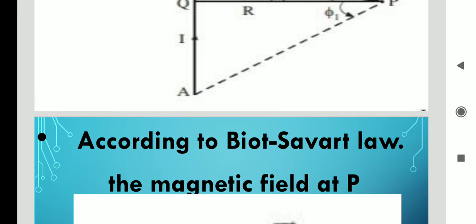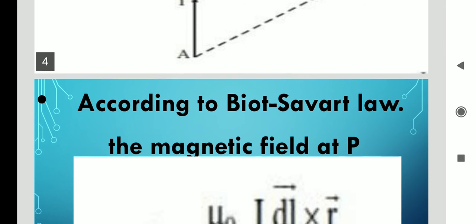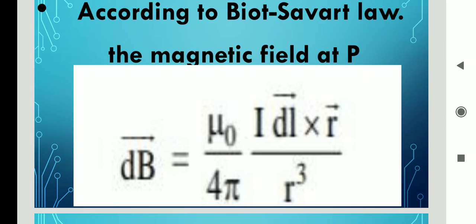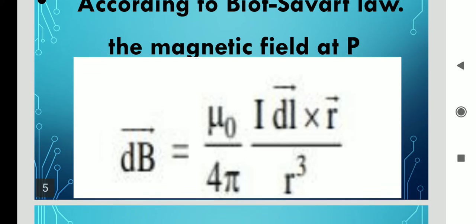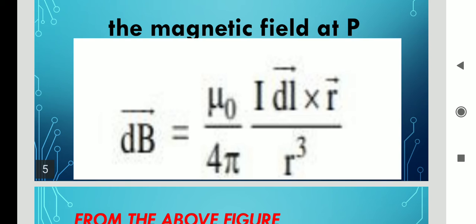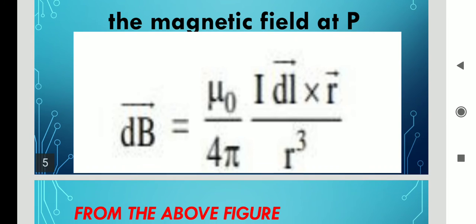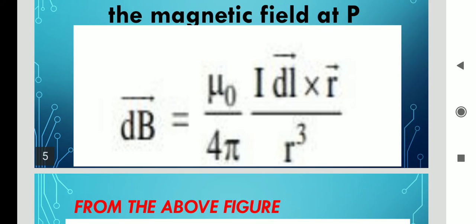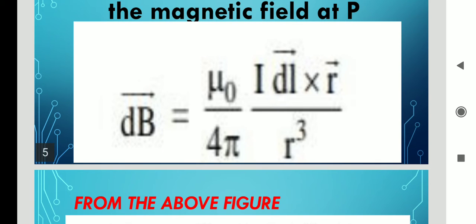According to Biot-Savart law, the magnetic field due to P is dB equal to mu naught by 4 pi I dl into r by r cube. This is not r bar, it is a typing mistake. Just remember it as r only. Mu naught by 4 pi I dl into r by r cube. That's not r bar or r caps, it is simply r.